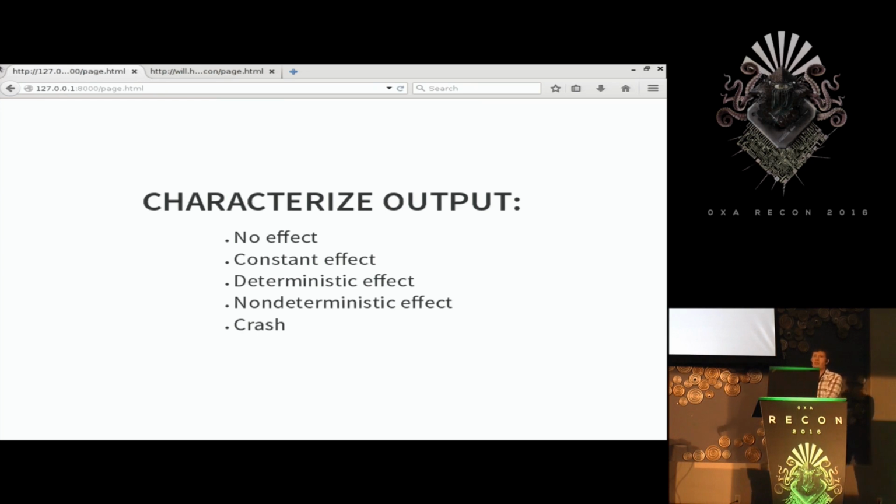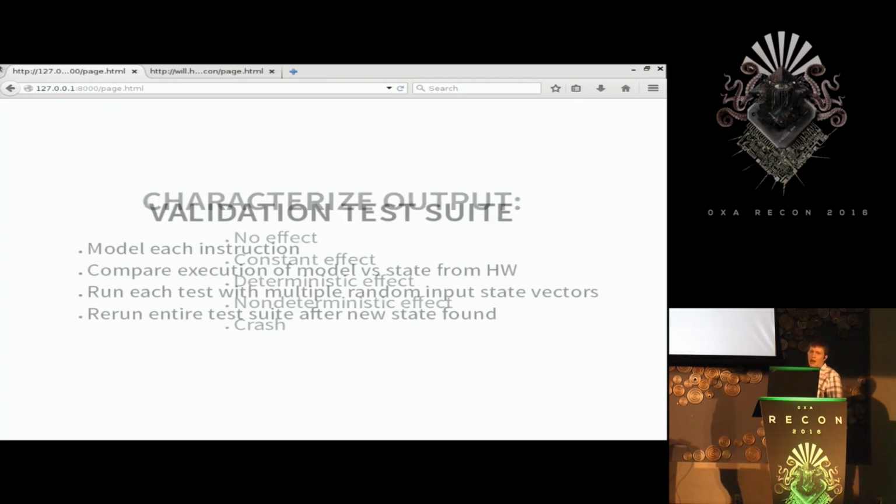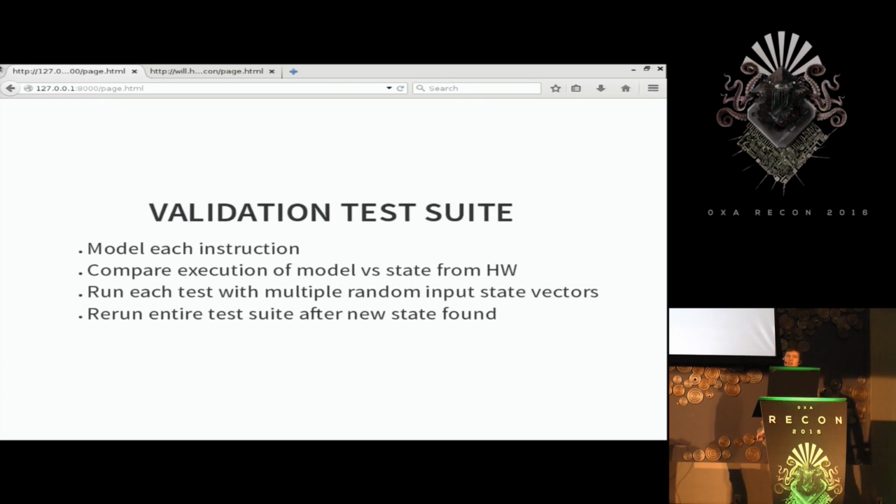And I'll talk about one of the weird things in this chip that I came across in a little bit. And I strongly recommend building a validation test suite, and that's to model each instruction. Then you have the test suite run such that it compares the execution of the model versus the execution in the hardware. And you should run each test with multiple random input vectors and make sure that you're always predicting the correct output. And something that's really important to do is make sure that you're not trying to predict the entire state, just predict the differentials.